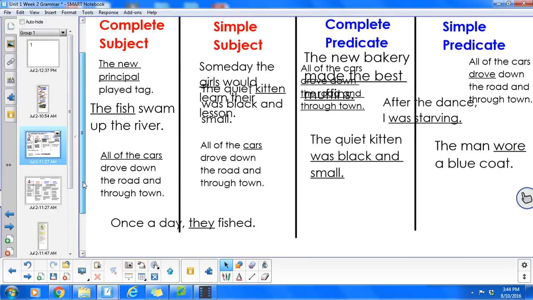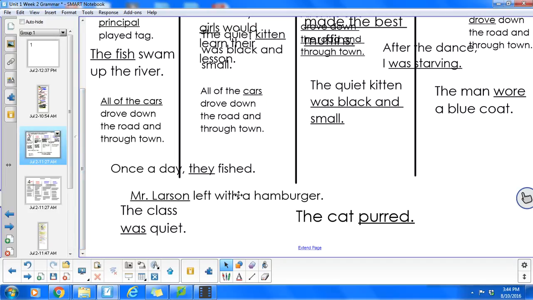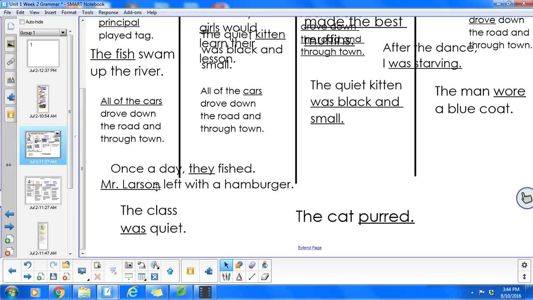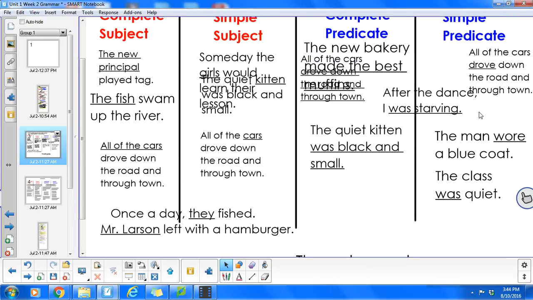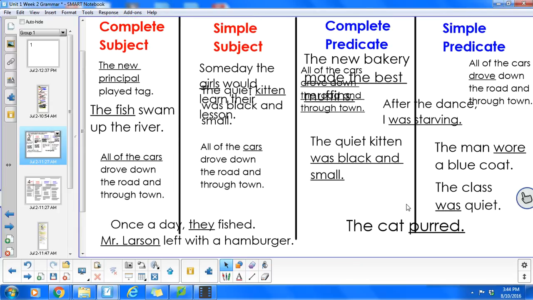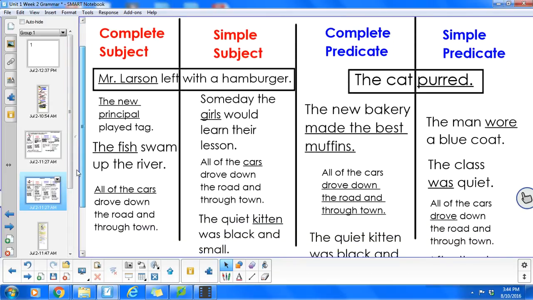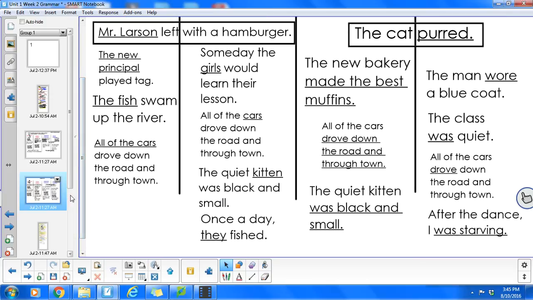Ooh, there must be a few more underneath. We missed a couple. Mr. Larson left with a hamburger. Oh, that one goes in between. He's a simple and a complete subject. My class was quiet. Was is the verb, so it's a simple predicate. And the cat purred. That fits in the middle too. It includes just the verb and any other parts after. I think we did excellently. If you need to come back and check any of them, you could come to this page to check.